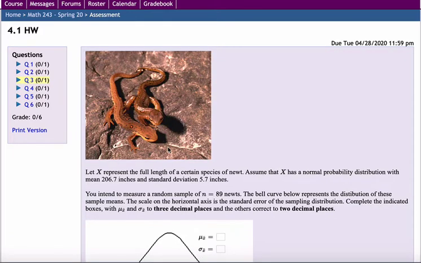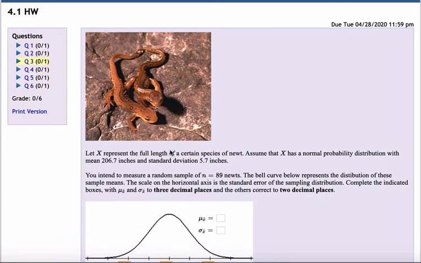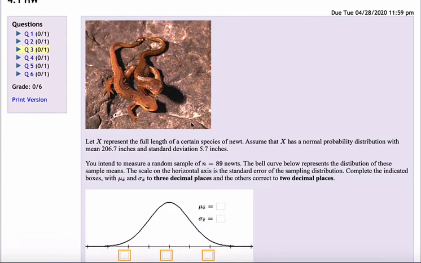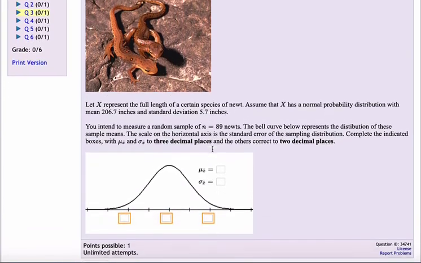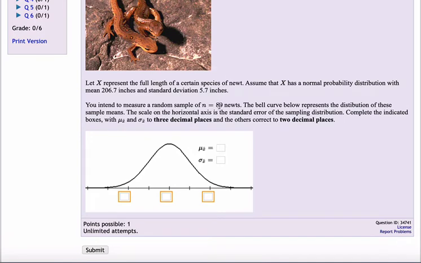Question 3, back to newts for whatever reason. X represents the full length of 1 newt, right? So not of the average of 89 newts, just of 1 newt. All this information up here is parent distribution stuff, just talking about a single newt. Tells me the average, so here's mu right here, not mu sub x bar, but mu. Here's sigma right here, not sigma sub x bar, but sigma. And what they're telling us is that our sample size is 89.